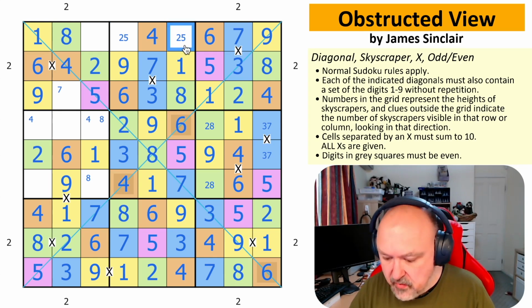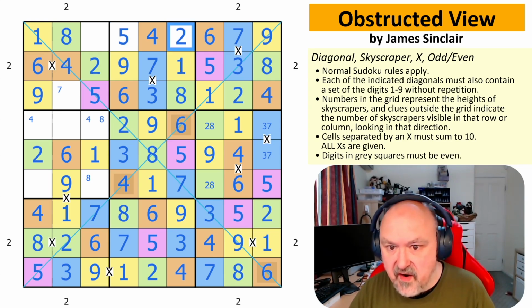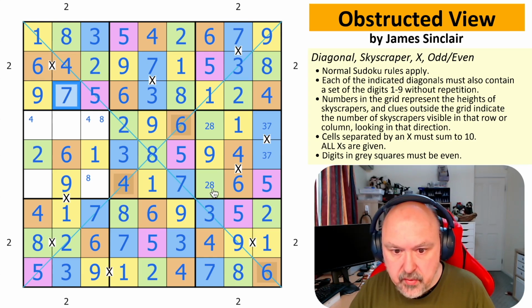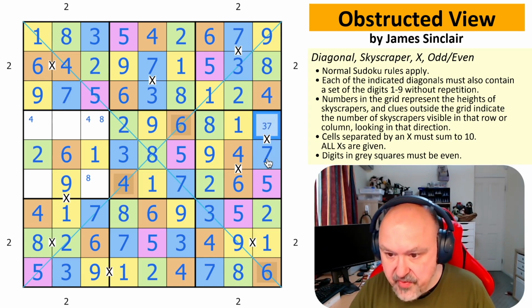And this 5 gives me the order. This is the 2 and this is the 5. The 2 is green, the 5 is purple. 1, 2, 3, which is blue. And this is 7, which is blue. This 2 makes this 8 and this 2. This 3 makes this 7 and this 3.